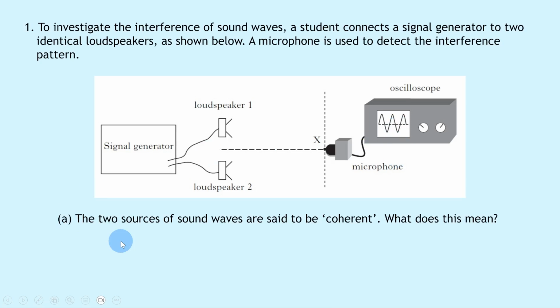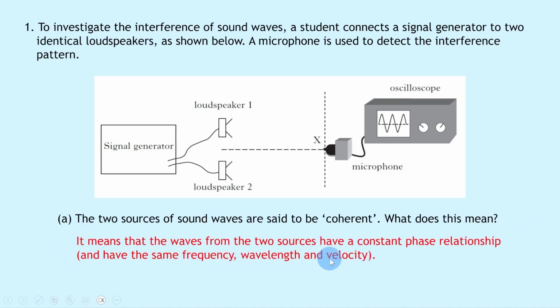Part A says the 2 sources of sound waves are said to be coherent. What does this mean? Well, remember from the theory video on phase and coherence, we can say that it means that the waves from the 2 sources have a constant phase relationship and therefore have the same frequency, wavelength and velocity or speed.